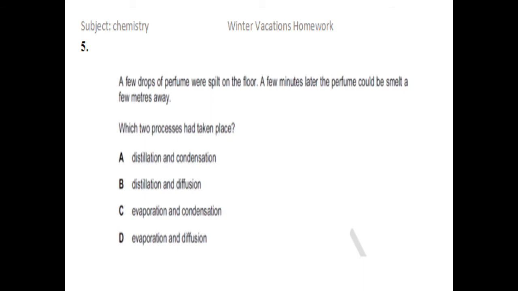Number 5. A few drops of perfume. Perfume is a liquid, solid or gas? What is it? Yes, it is a liquid.